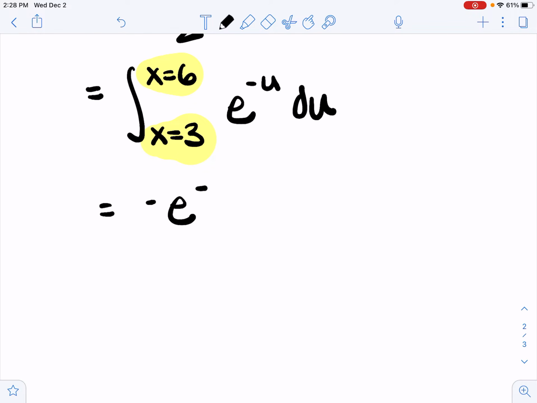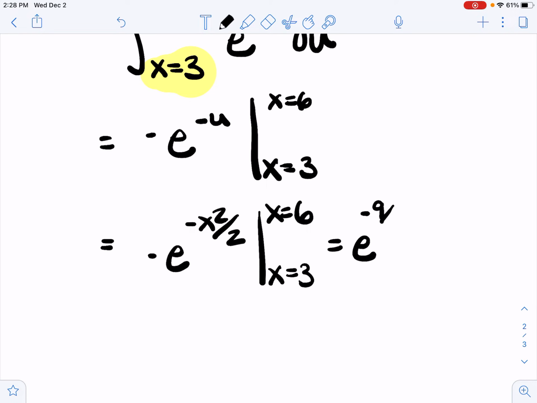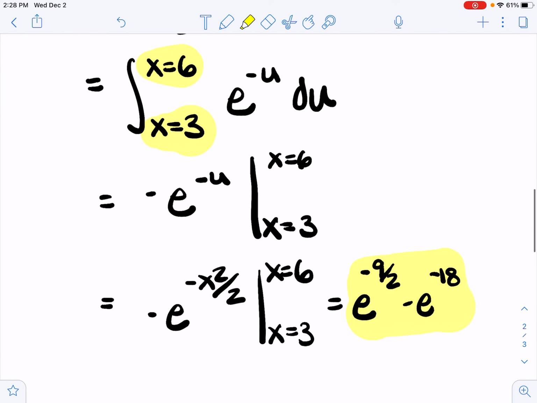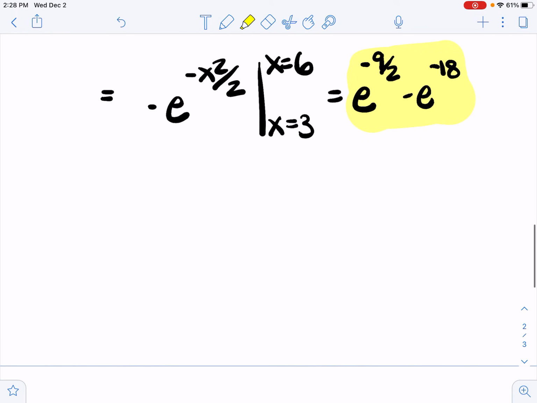Now we have negative e to the negative u from x equals 3 to x equals 6, which is negative e to the negative x squared over 2 from x equals 3 to x equals 6, and we already saw what this is equal to. This is e to the minus 9 halves minus e to the minus 18. So same answer, different way of writing things down, just a matter of preference. But it is important to remember that those endpoints of integration correspond to x and not to u. Because we switch to u, we have to switch back to x before we put those endpoints in.